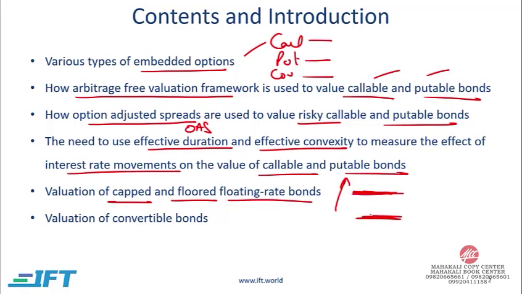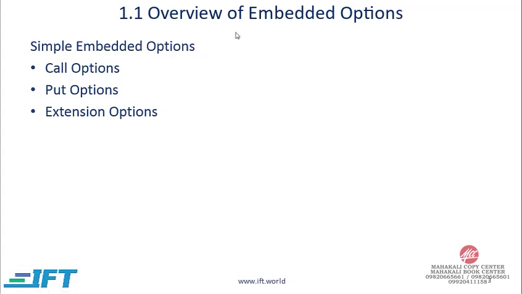Similarly, we can have floating rate bonds with a floor or a minimum coupon. And the question now is, how are these bonds valued? That's what we will discuss here. And the final segment of this reading is on the valuation of convertible bonds. Overview of embedded options. This is largely a recap of what you've seen before.